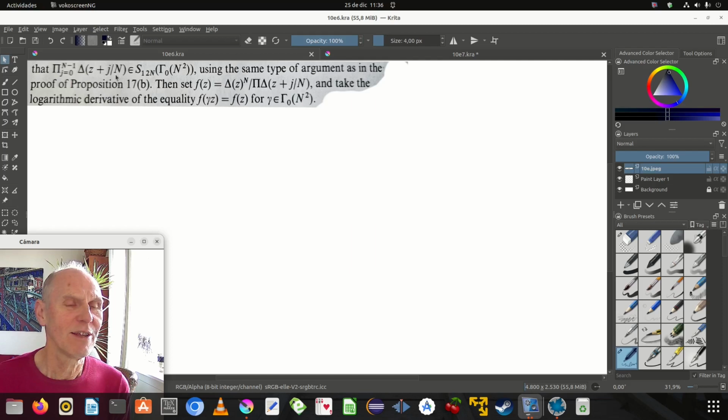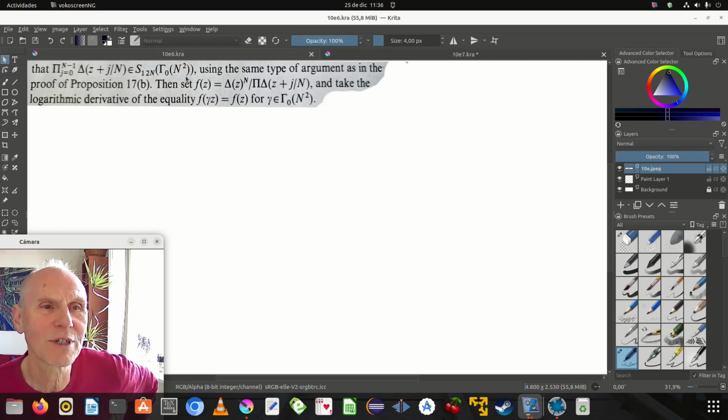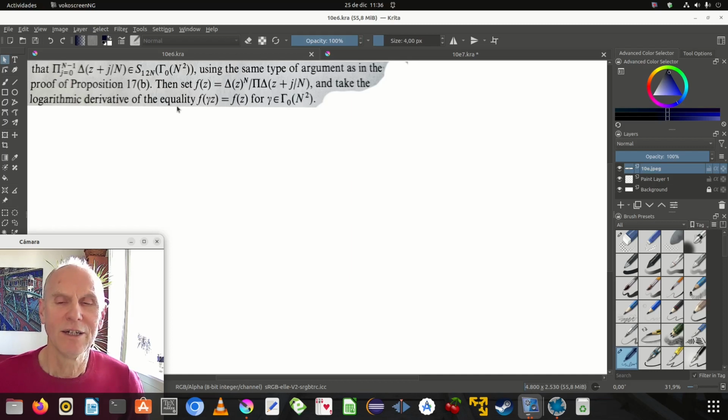And that seems an extremely easy way to come through the problem, and it was quite a surprise to me. It said, start by showing that the product of the delta functions, or the translation of the delta functions, are in here. Well, I did study the proof of problem 17b, and then it all became clear to me how to solve it.